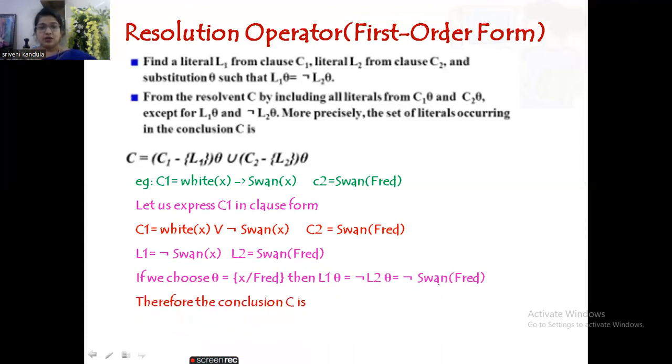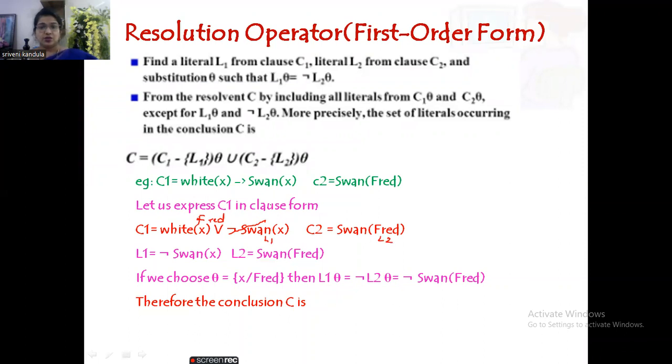So now we should find out the conclusion. What should be our conclusion? From C1, I have to remove L1. Okay. So what is my C1? This is my C1, right? From this C1, I have to remove my L1 and apply a substitution. That means in place of this theta, I have to apply Fred. Okay. So this is my L1 and this is my L2.